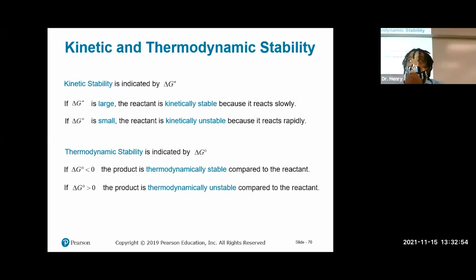So I believe that we left off on kinetic and thermodynamic stability, right? The way that we determine if something is going to be kinetically stable is by looking at the delta G of activation. If that activation free energy is large, then the reactant is considered kinetically stable because it reacts slowly. If it's small, then it's unstable, which means we're going to have a fast reaction. So that kind of makes sense, right?